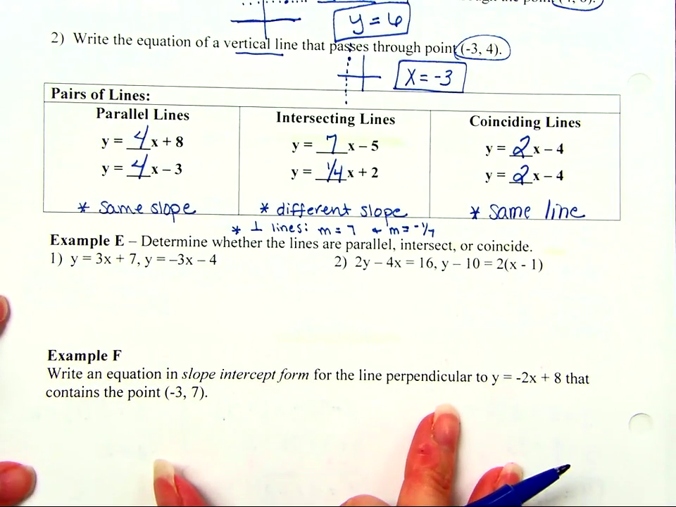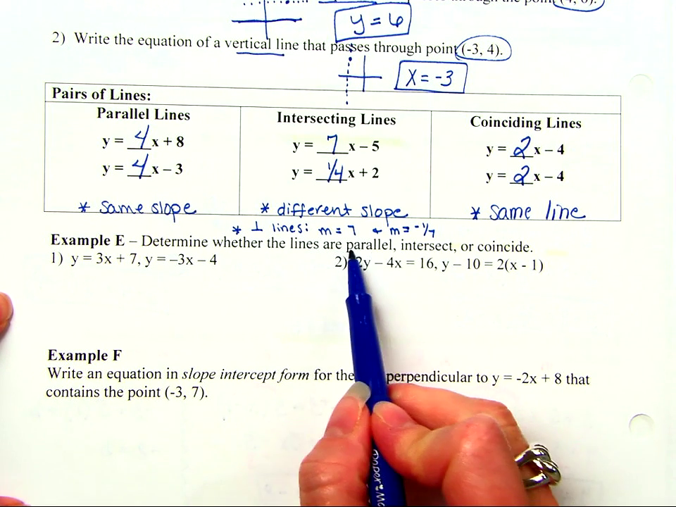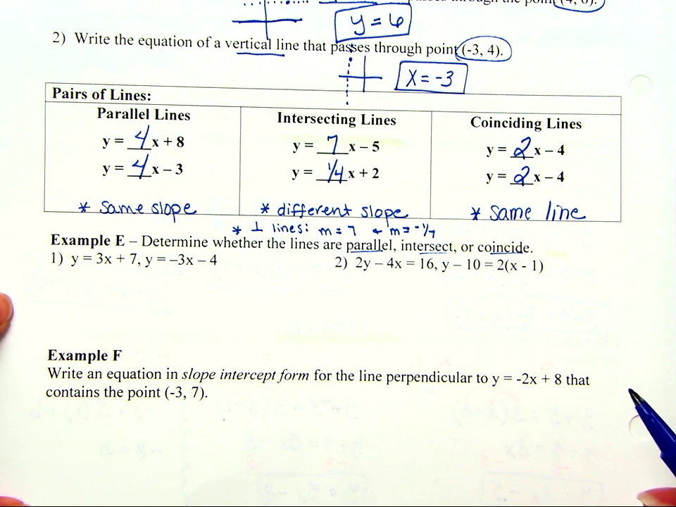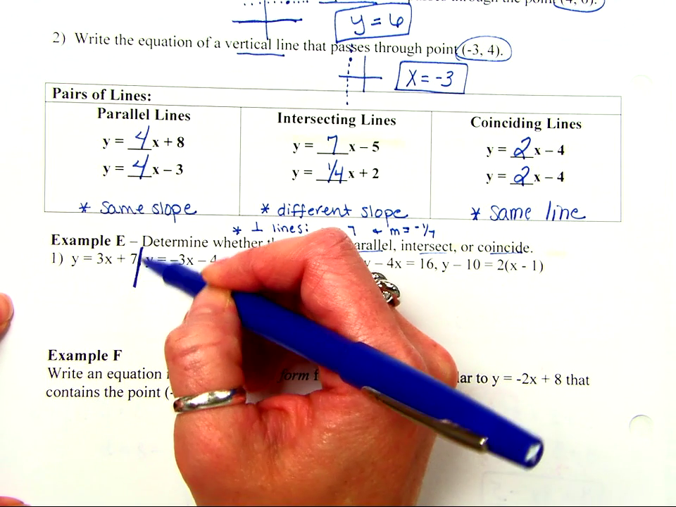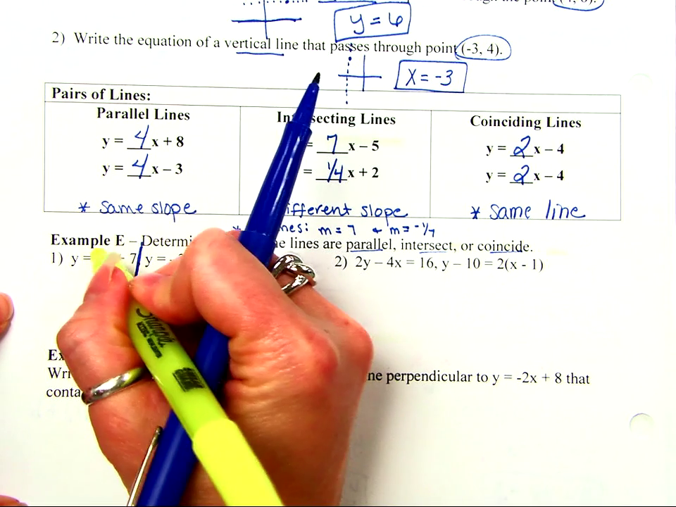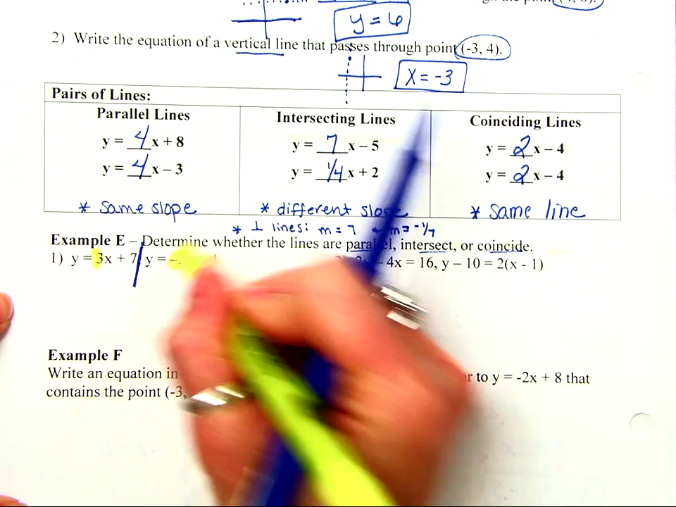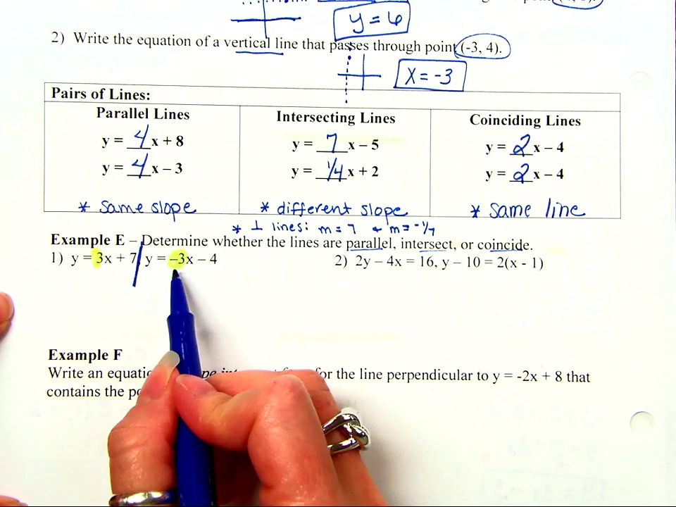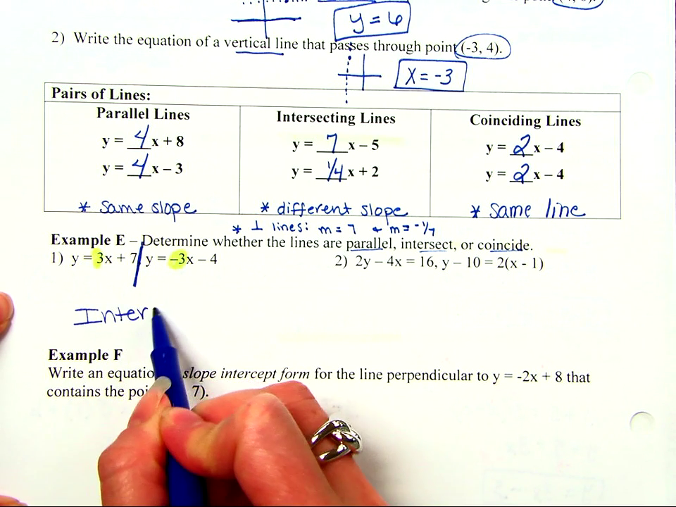Now in example E, we are trying to determine if our lines are parallel, intersecting, or coinciding. They give me equations for 2 different lines. As I look at number 1, I have y equals 3x plus 7 and y equals negative 3x minus 4. I can compare these because they are both written in slope-intercept form, y equals mx plus b. I see this one has a slope of 3 and this one has a slope of negative 3. With a different slope, these are going to intersect.